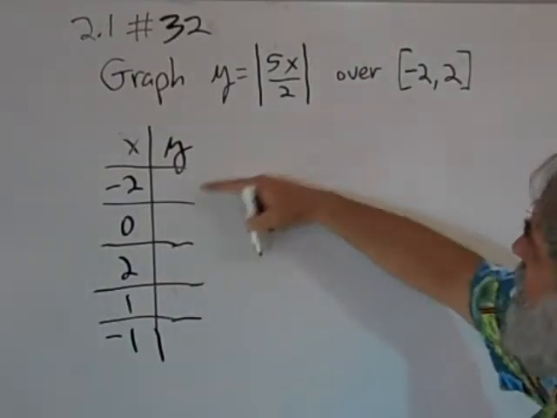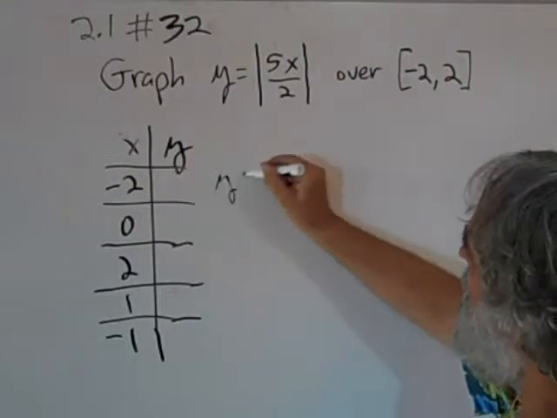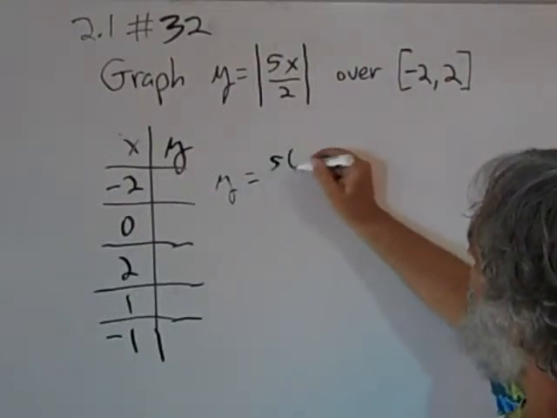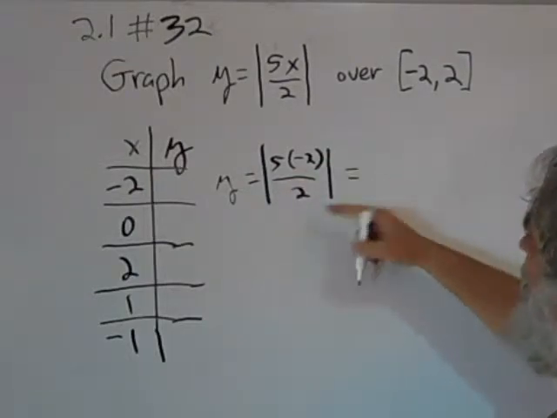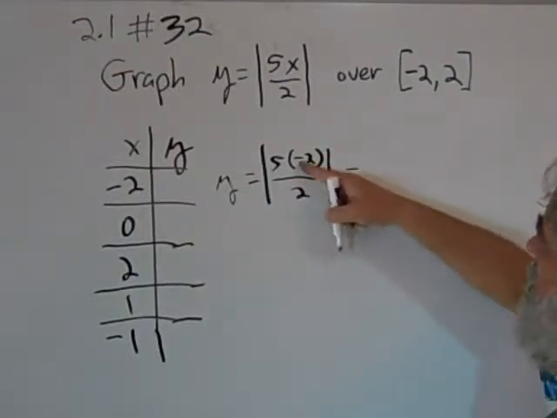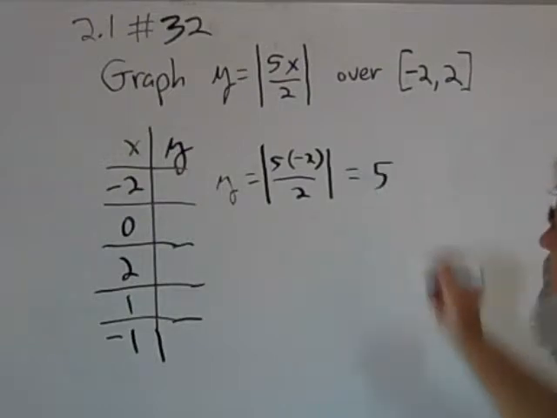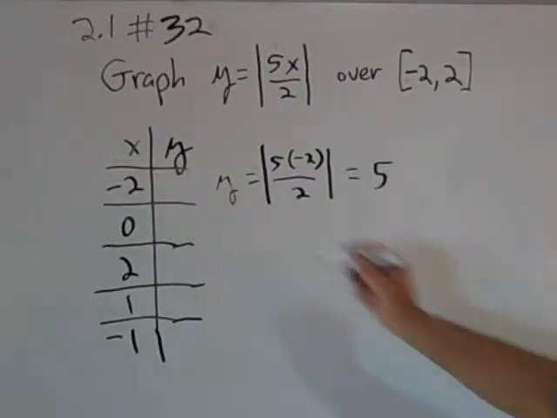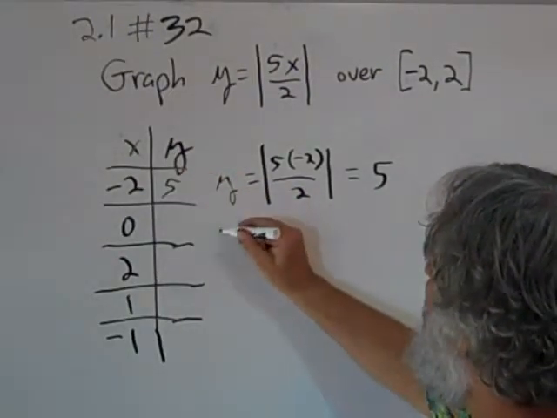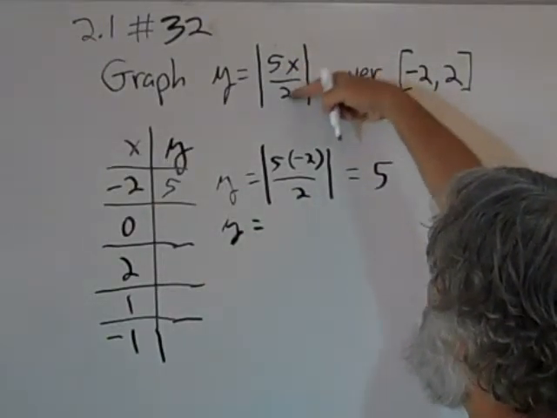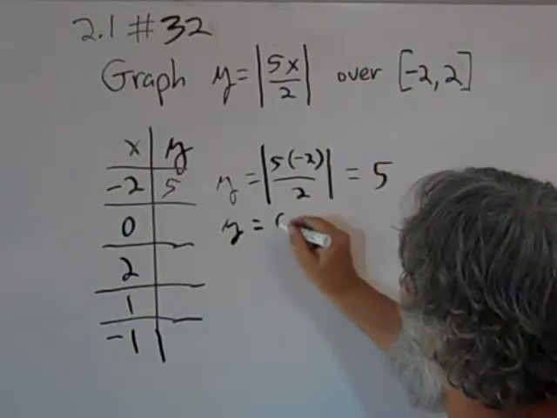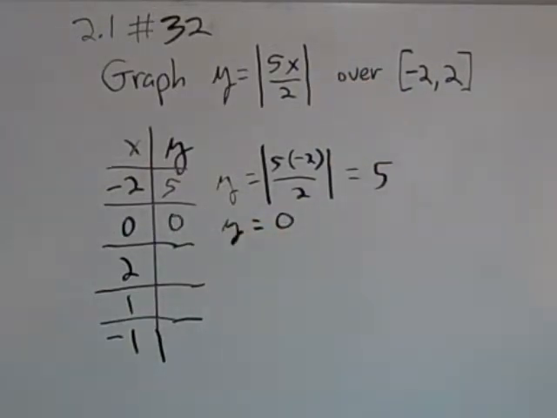Okay, so starting off when x is -2, then y is equal to 5 times -2 divided by 2, all in absolute value. Notice the 2's cancel and the negative is wiped out by the absolute value, so this all just equals 5. Now when x is equal to 0, the whole numerator is 0, so this whole thing is 0, and the absolute value of 0 is 0. So when x is 0, y is 0.